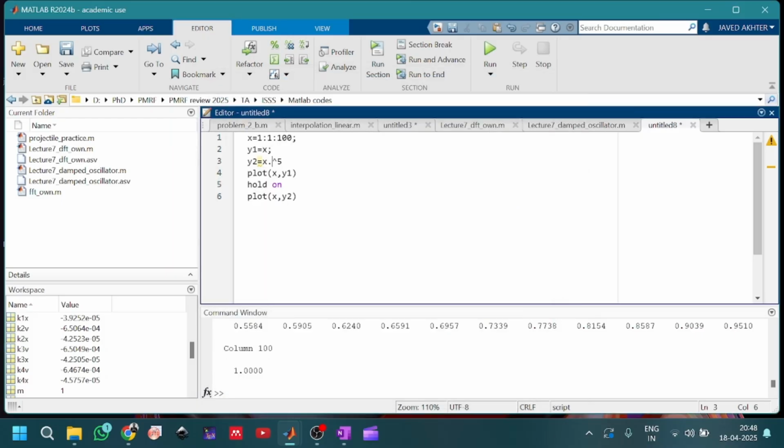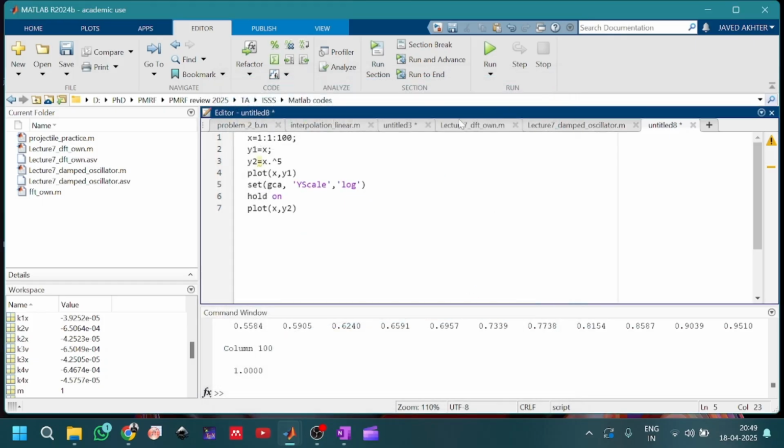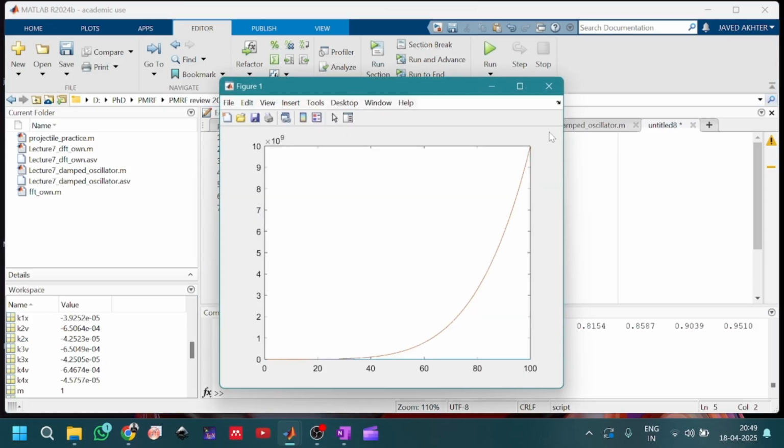So here what you can do is set the y scale in log, and you can look at the variation. Now you can see the variation, but it is in log scale. So this is 10 to the power 0, so this is 100, this is 10 to the power 4, this is 10 to the power 6, but you are able to see the variation which you are not able to observe in the case of linear scale. So that is the use of y scale.